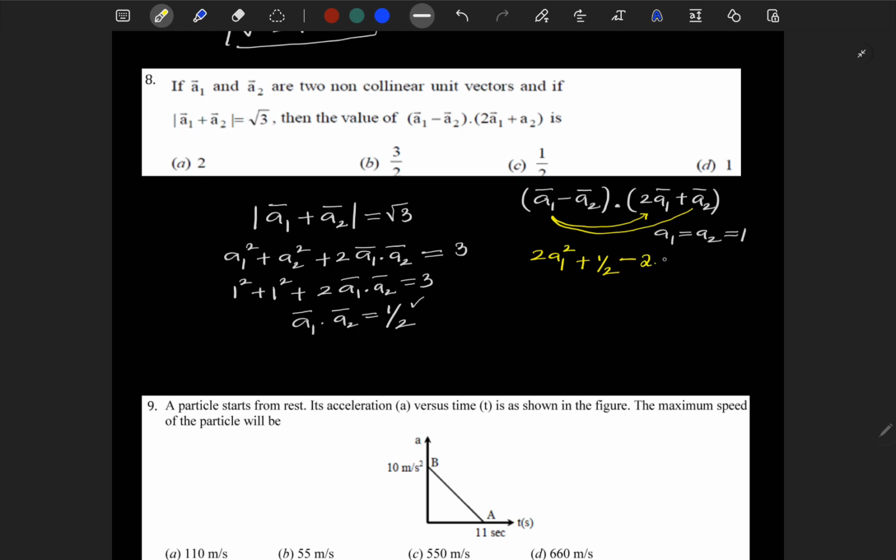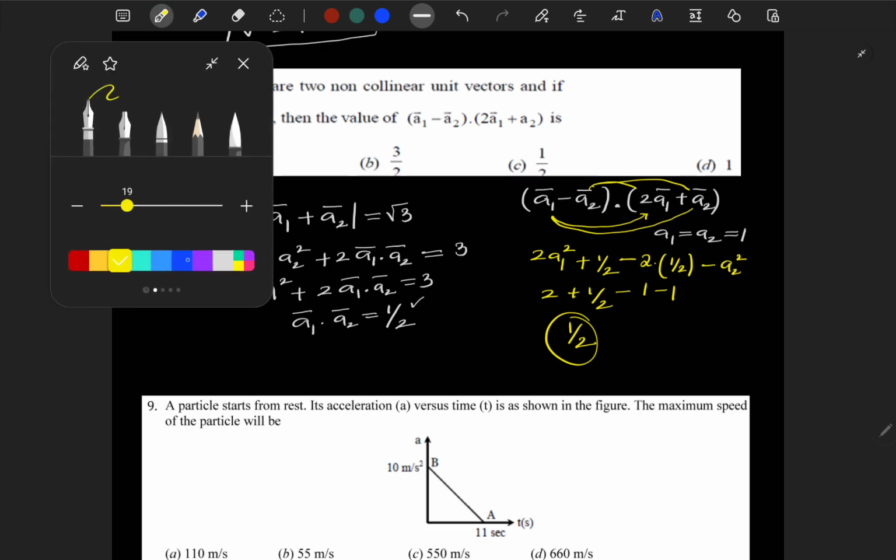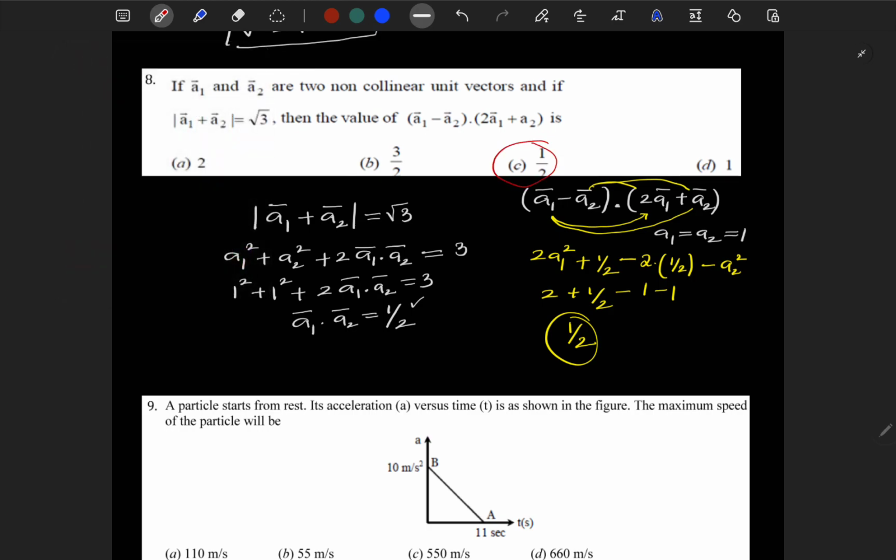So this is 2 times 1 by 2, because a1 bar dot a2 bar is 1 by 2, minus a2 square. So I wrote it as a2 square. I just multiplied this and also this, so we got 4 terms. a1 is a2 and both are 1, so this is like 2 plus 1 by 2, and this is minus 1 minus 1. So 2, this minus 1 and minus 1 is minus 2, so 2 got cancelled. So the final answer is 1 by 2, which is slightly invisible here, but you're smart, so you can find it. This is the answer.